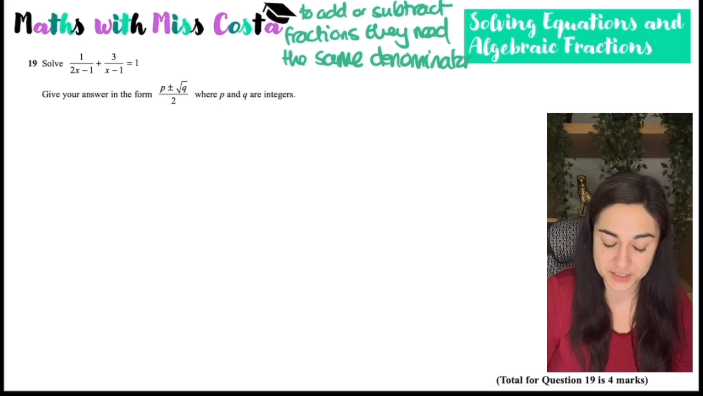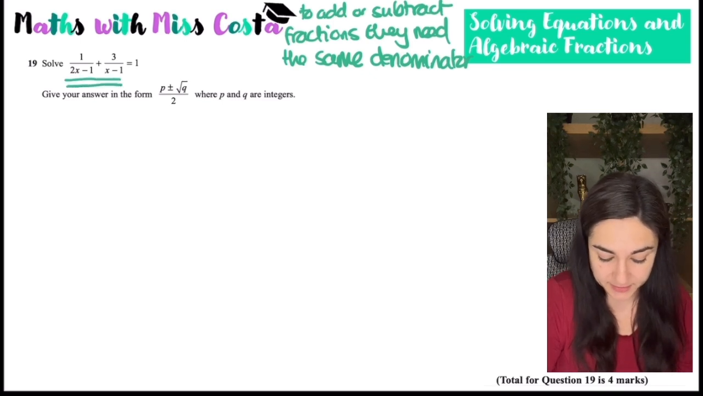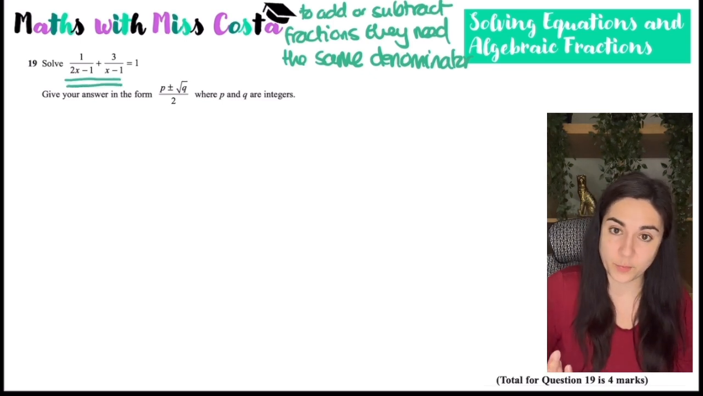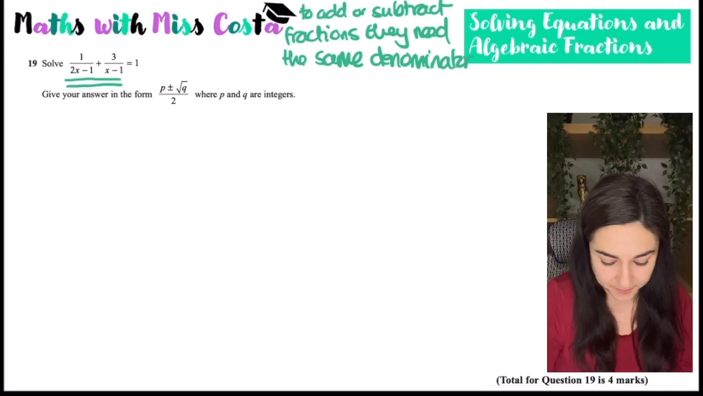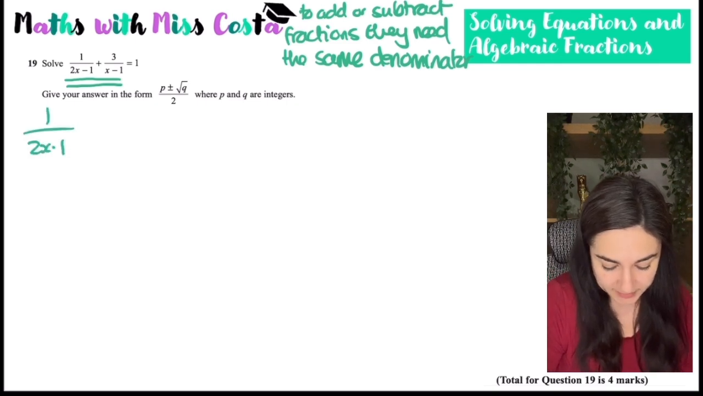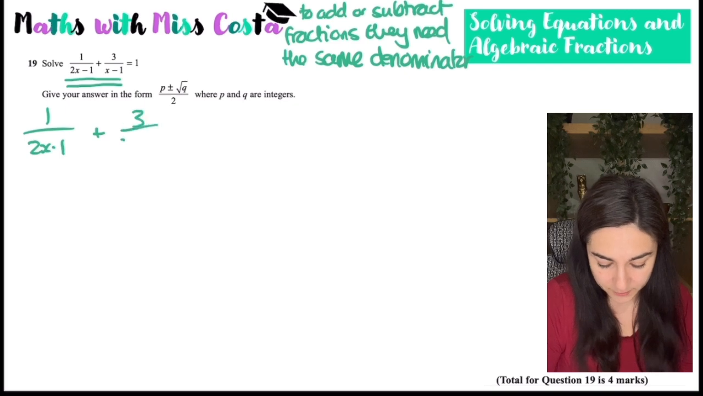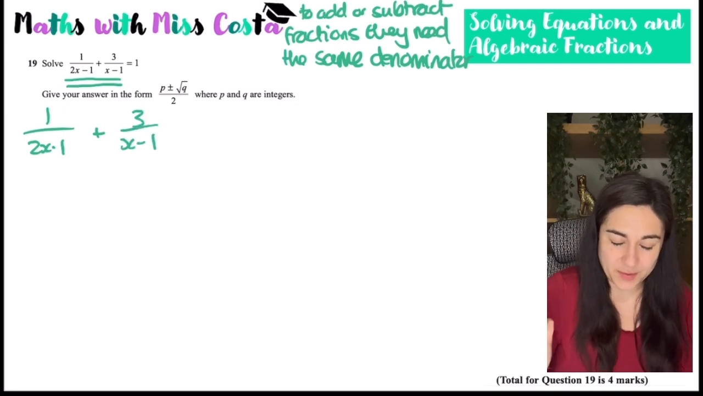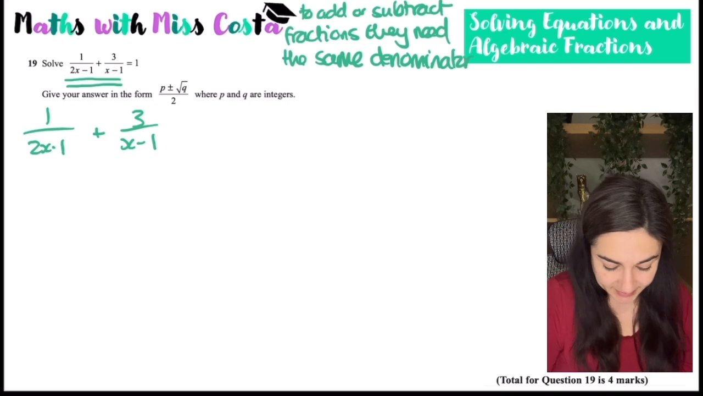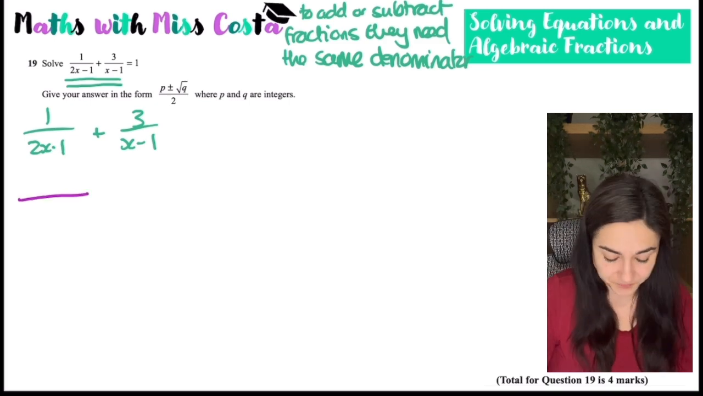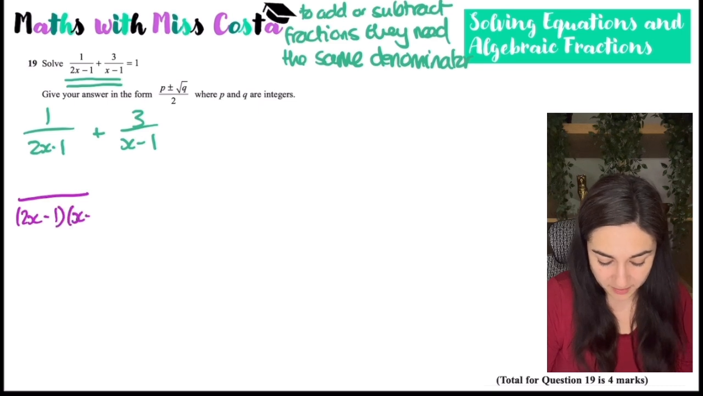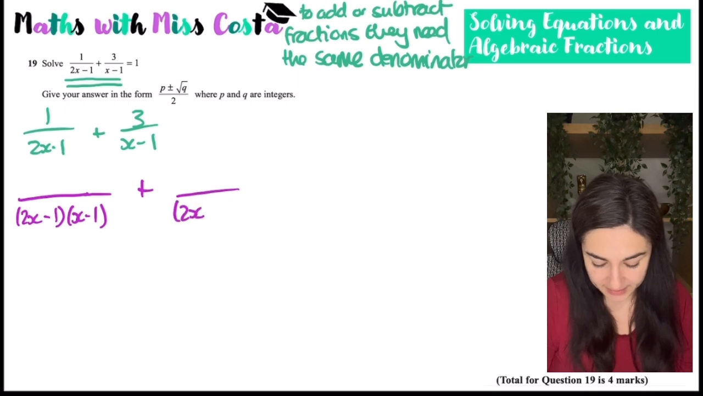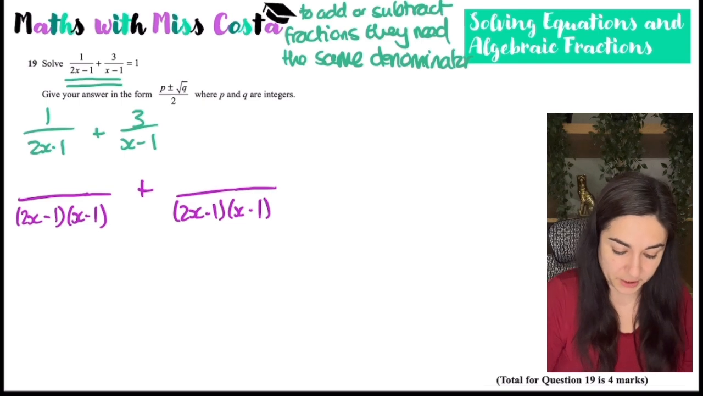So the first thing we want to do is look at these algebraic fractions and write them with a common denominator so that I can add them. So you've got 1 over 2x minus 1 plus 3 over x minus 1. Now, with algebraic fractions, generally the easiest thing is going to be to cross multiply them. So multiply the denominators by one another to get a common denominator. So over here, if I did that, I can create my new fractions.